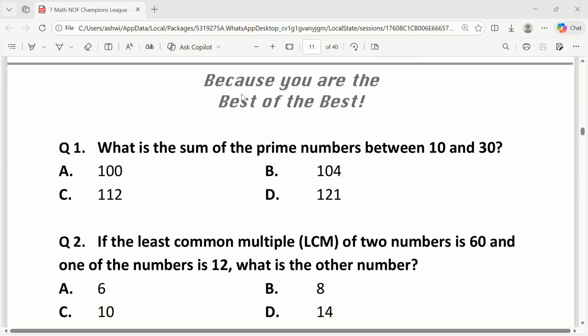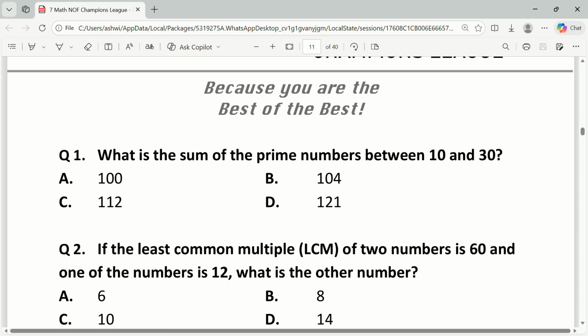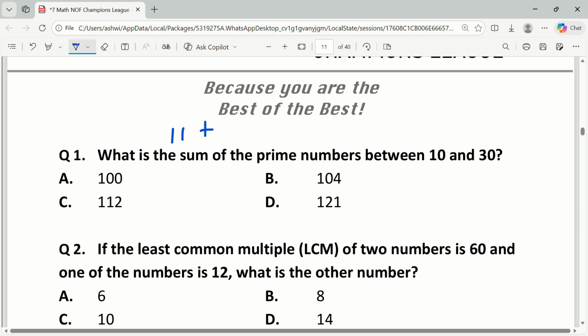Question number 1. What is the sum of prime numbers between 10 and 30? The prime numbers between 10 and 30 are 11 plus 13 plus 17 plus 19 plus 23 plus 29, which is equal to 112. Comparing with the options, the answer is C, 112.